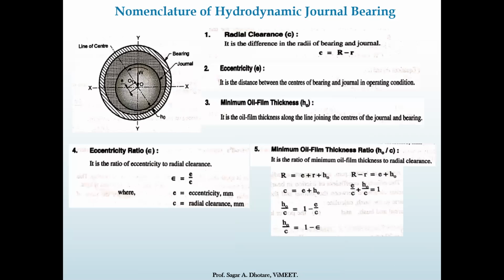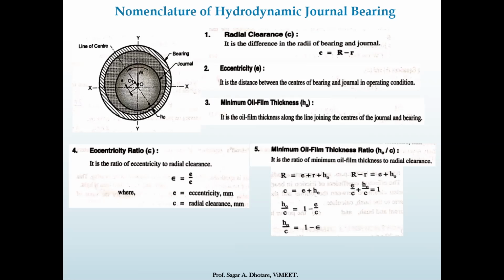So due to the hydrodynamic action, if we consider at the initial stage, or if you remember the first lecture in this, that we saw that at rest condition the journal and bearing are having a metal to metal contact. So at that time the difference which is obtained in between the axis, or we can say vertical horizontal axis, that is what we normally say as eccentricity.